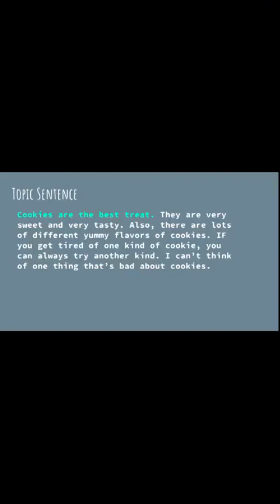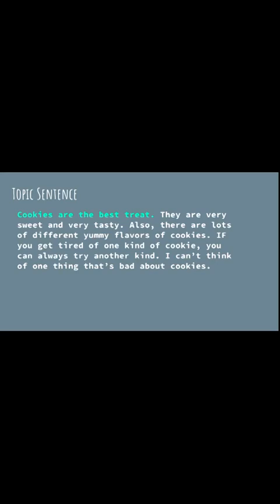Moving on to topic sentences, right? Remember, a topic sentence informs the reader what that paragraph might be about. And usually topic sentences are found at the start of a paragraph. Okay, I highlighted in here a certain sentence. That certain sentence is the topic sentence. Cookies are the best treat. So what do you think this paragraph is going to be about? Cookies and why they're the best treat, right? Let's read through and see if we agree that that's a good topic sentence.